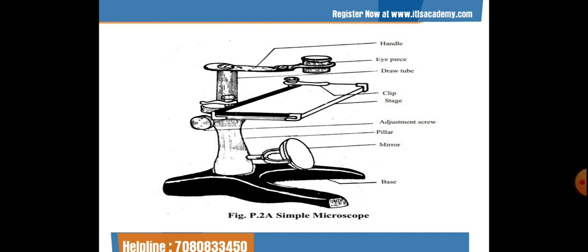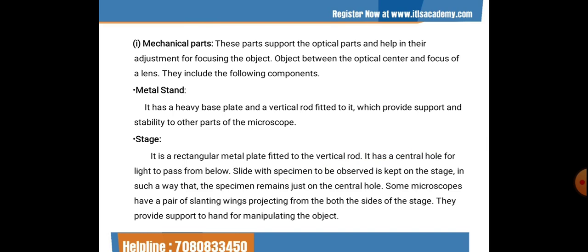Here is the simple diagram for a simple microscope. As I told, it consists of the mechanical part and an optical part. Mechanical part is the handle, draw tube, clip, stages, adjustment screw, pillar, and the optical part is the mirror and eyepiece. These are the parts of the simple microscope.